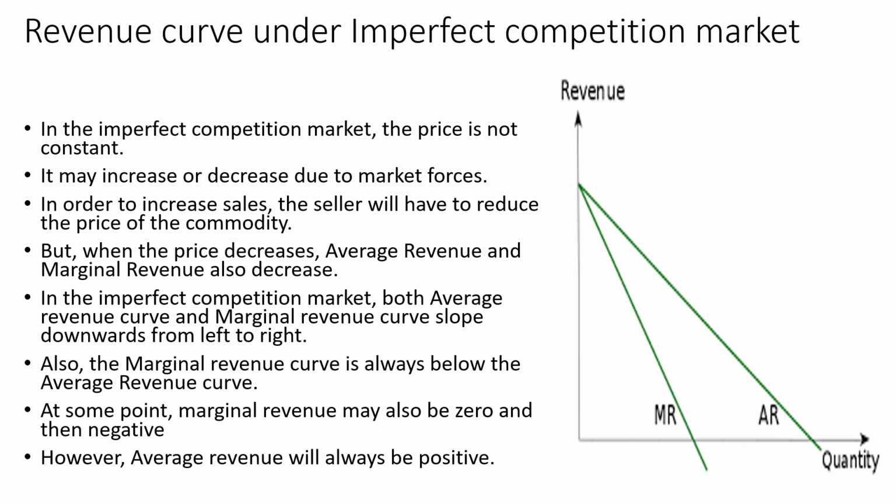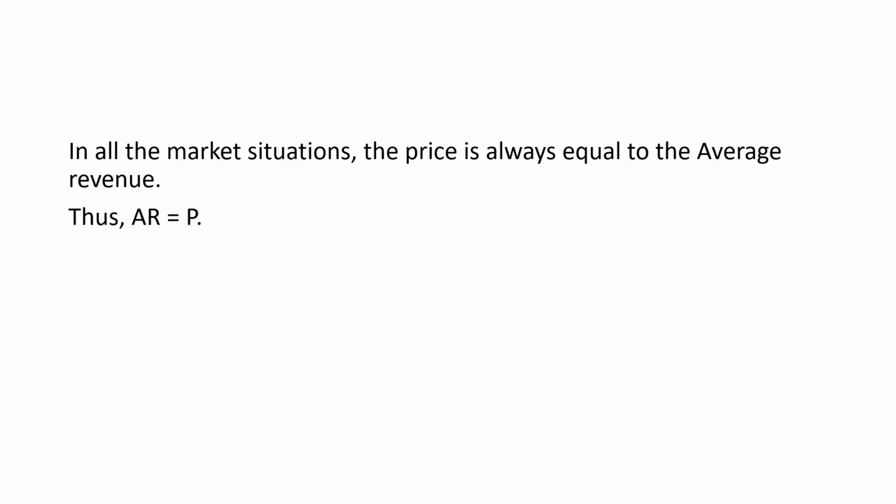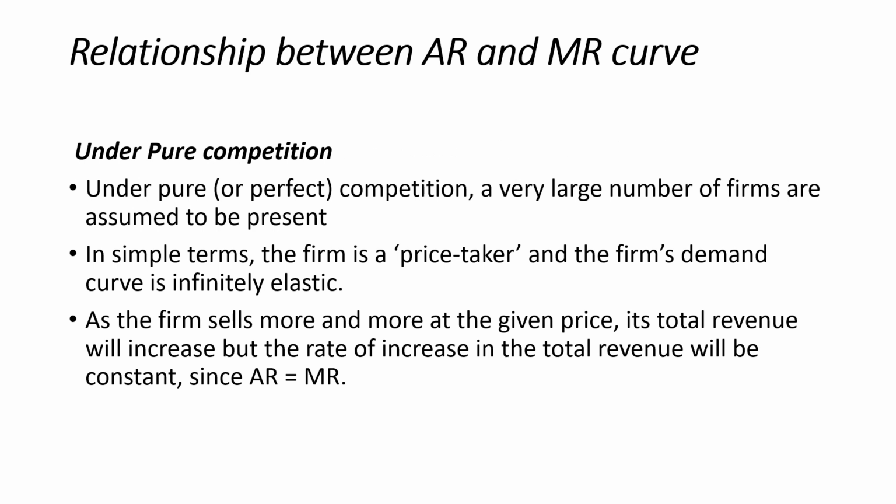It is also very important to understand that the marginal revenue curve is always below the average revenue curve. At some point, the marginal revenue curve may be zero, and it can also be negative. But the average revenue will always be positive. Now, in all market situations, whether perfect competition or imperfect competition, note down that average revenue is the price. Average revenue equals price.